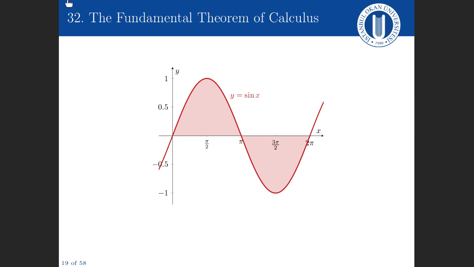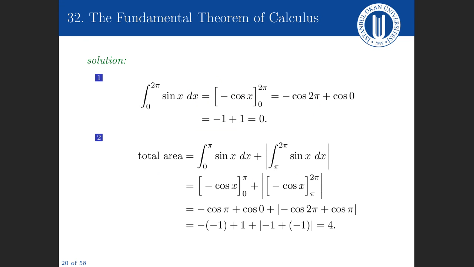But first, from the graph, we can say we have a positive bit and we have a negative bit. If we let these be positive and negative, when we calculate the definite integral, these should cancel out and we should get 0. But if all area is positive, when we calculate the total area, we should get a strictly positive number. So let's do the calculations.